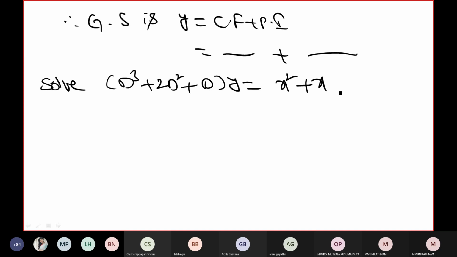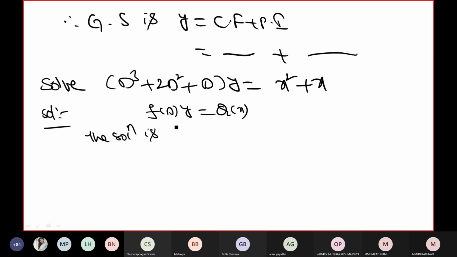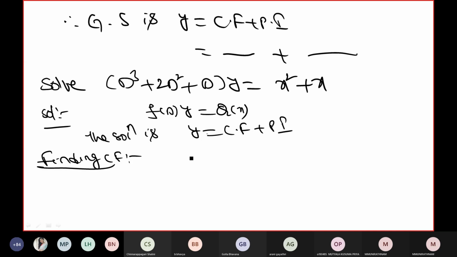So what is CF? Anyone? What are the roots of the auxiliary equation? Minus 1, sir. It came, okay. Minus 1, sir.